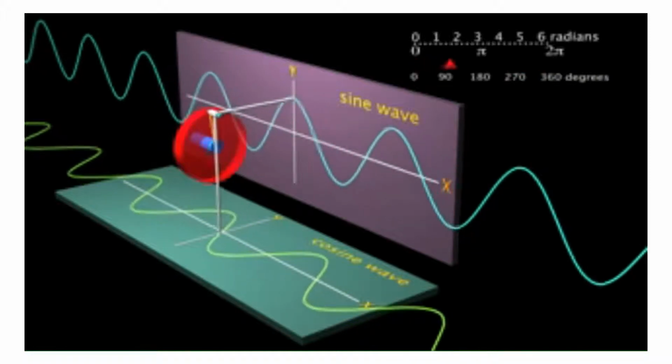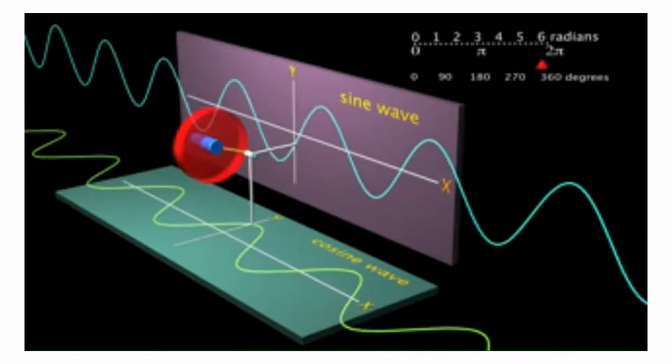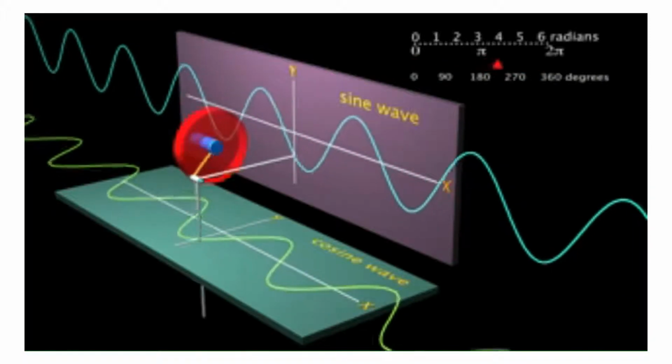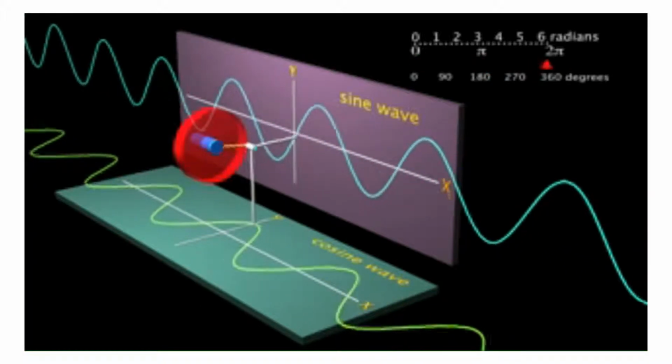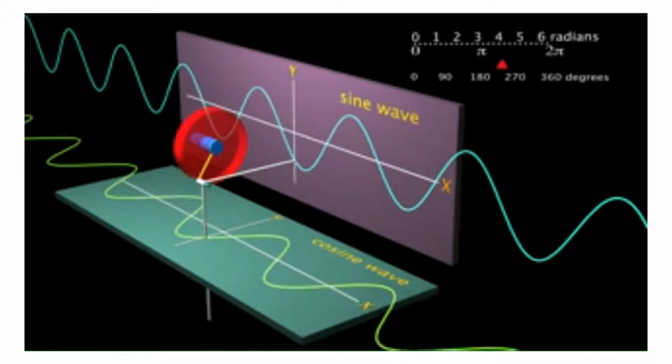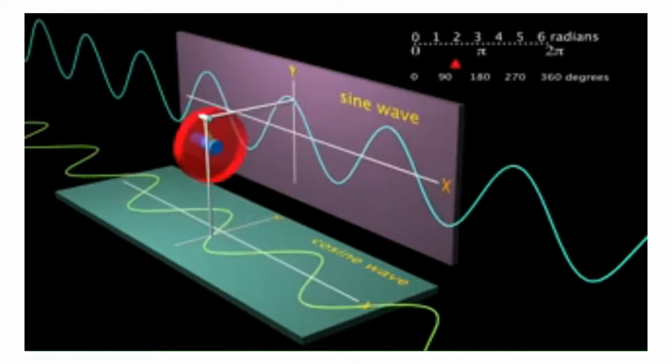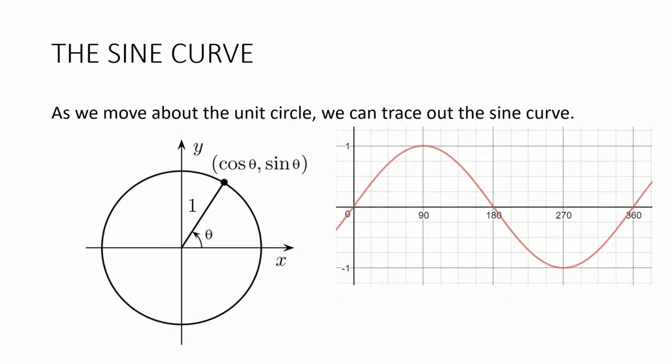So as the point moves around that wheel, it traces out the sine curve and the cosine curve, and you can see it goes through being positive and negative, and then back to positive, and then back to negative. So let's have a look at that in more detail. So as this point moves about the unit circle, it traces out this curve.